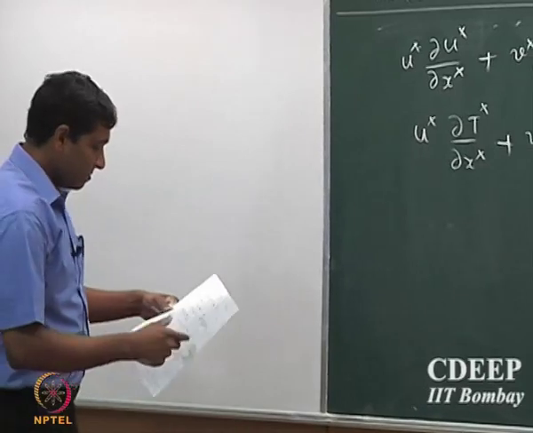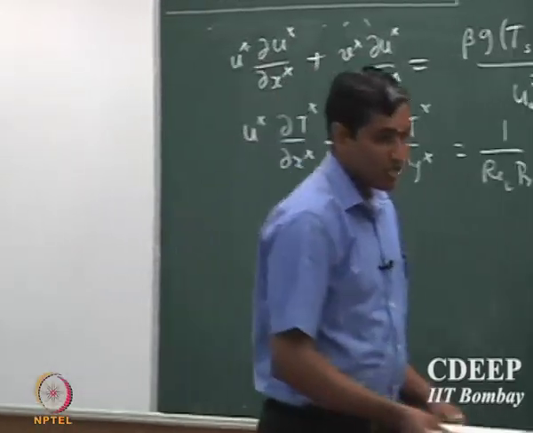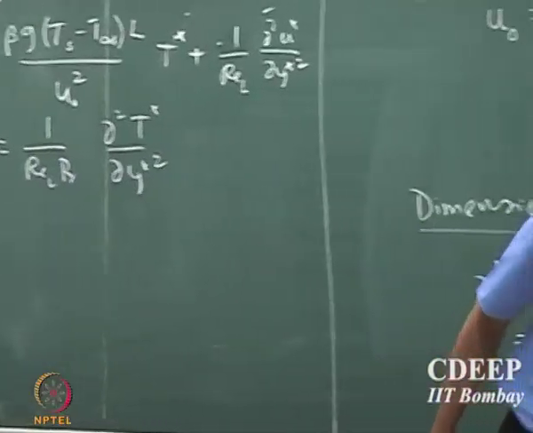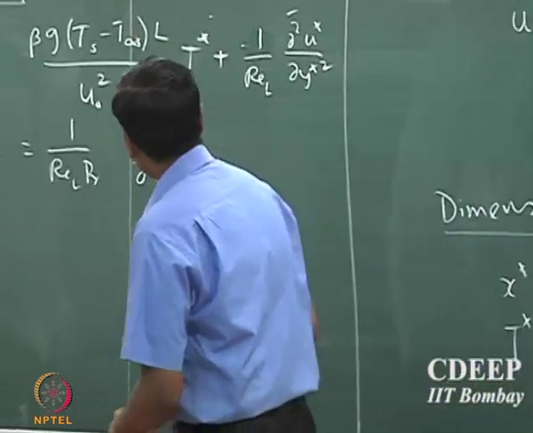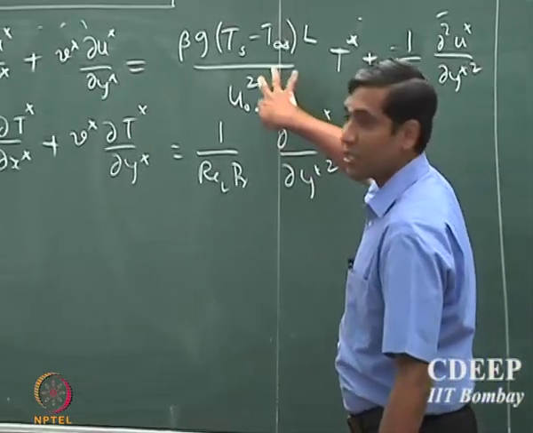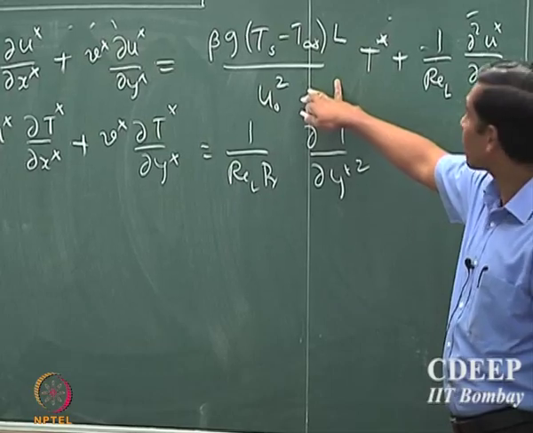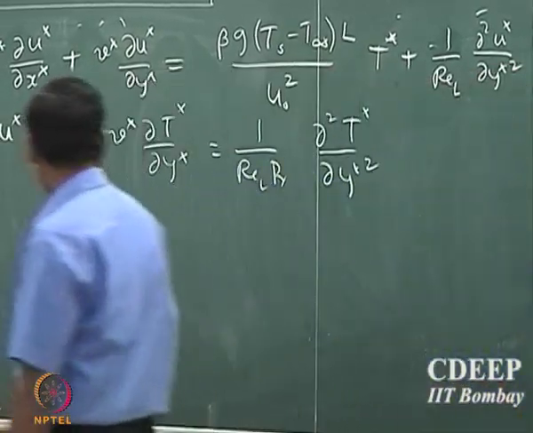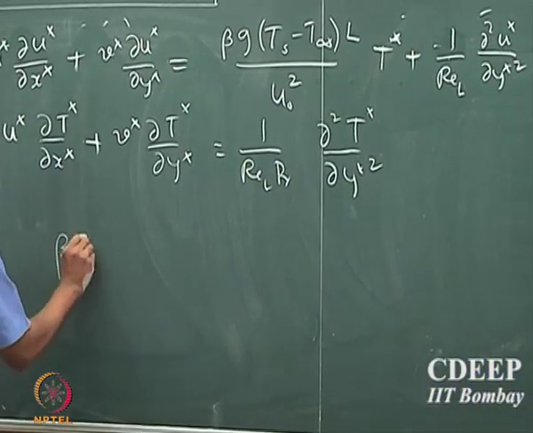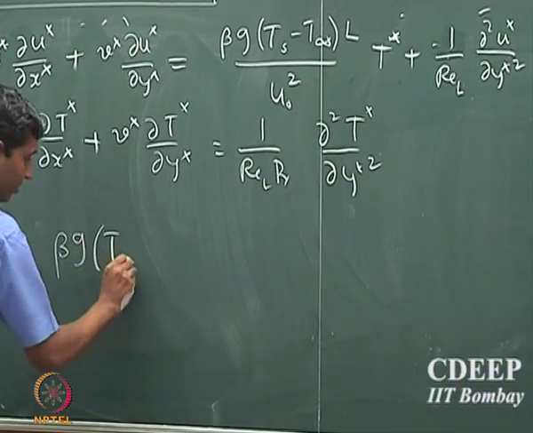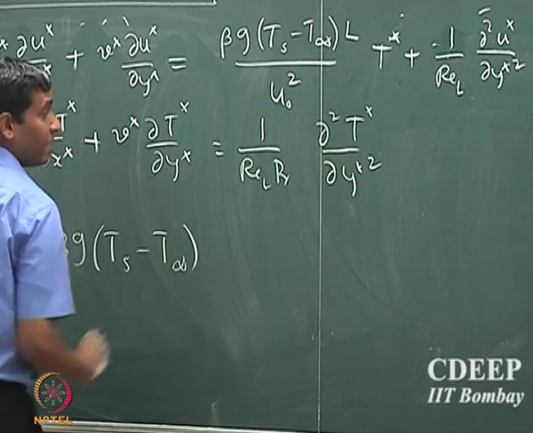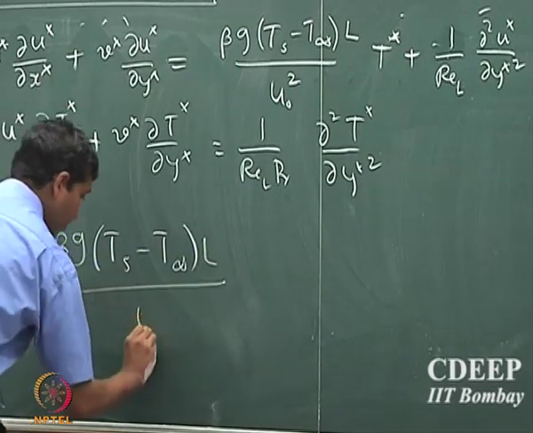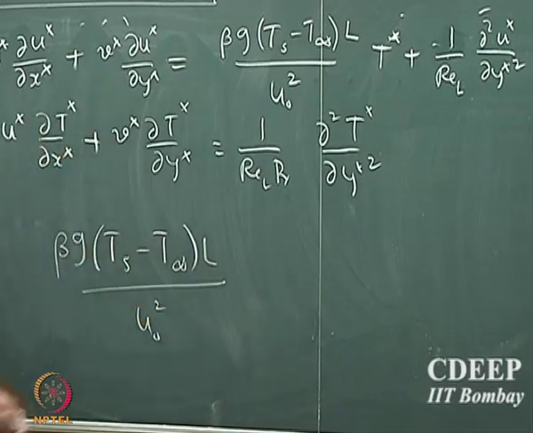Still, you can solve this problem by some transformation. We are going to see that in a short while. Before we do that, let us look at this expression here, which is a coefficient to the local temperature. That is beta times g into (T_s minus T_infinity) into L by U naught square. We still don't know what U naught square is. Remember that it's an unknown reference velocity.